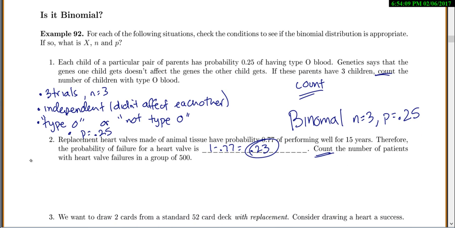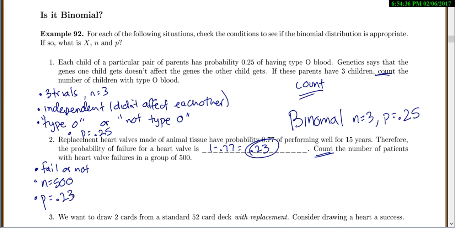So first, let's go through each thing. We could say that they either fail or not, so there's 2 options. We know we're looking at 500 people, so n equals 500. We know in advance what we're looking at. Probability: they tell us we have a probability of 0.23. They didn't say anything about it changing, so we'll just say it's 0.23.